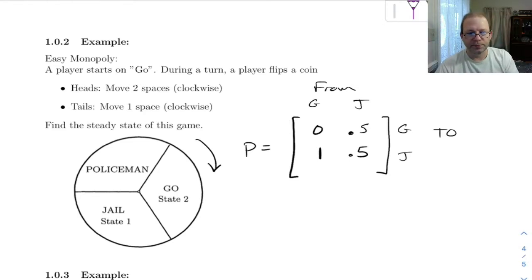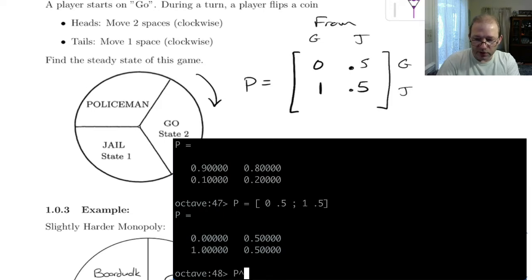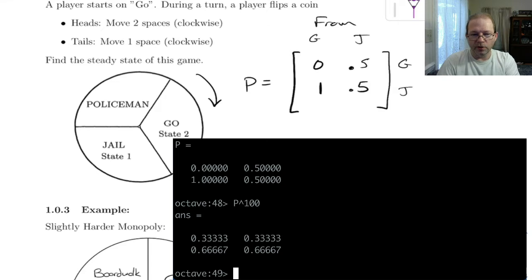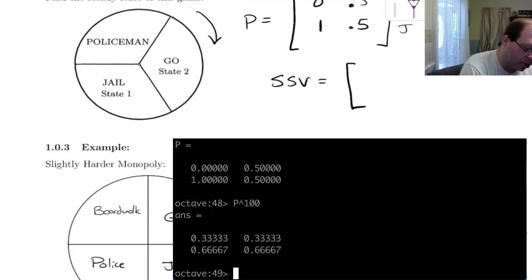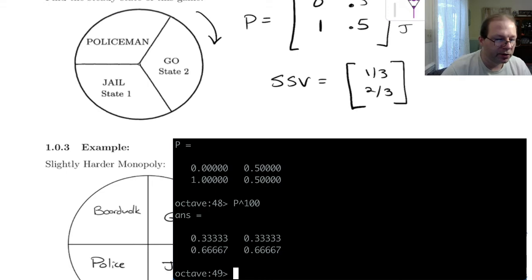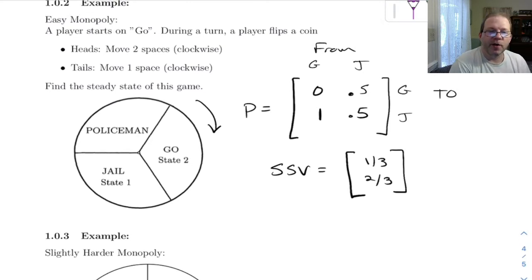And what's the steady state going to be? Well, let's just use Octave to get that. Let's see, 0.5, 1.5. We take this and raise it to a big power. Notice what we're getting there. Steady state vector. Let's see, go is on top. So 1/3 of the time you'll be on go, 2/3 of the time you'll be in jail. This would not be a fun game. In my opinion, regular Monopoly is not a fun game either. But anyway, let's look at this next one.